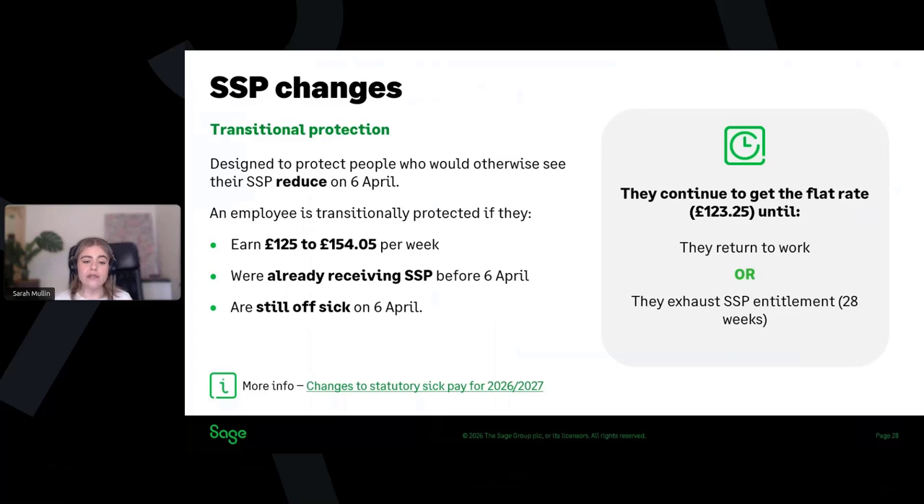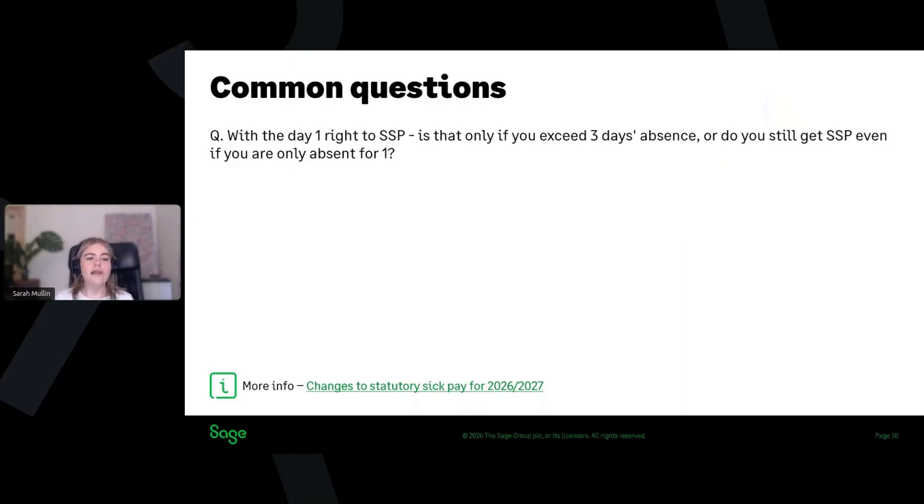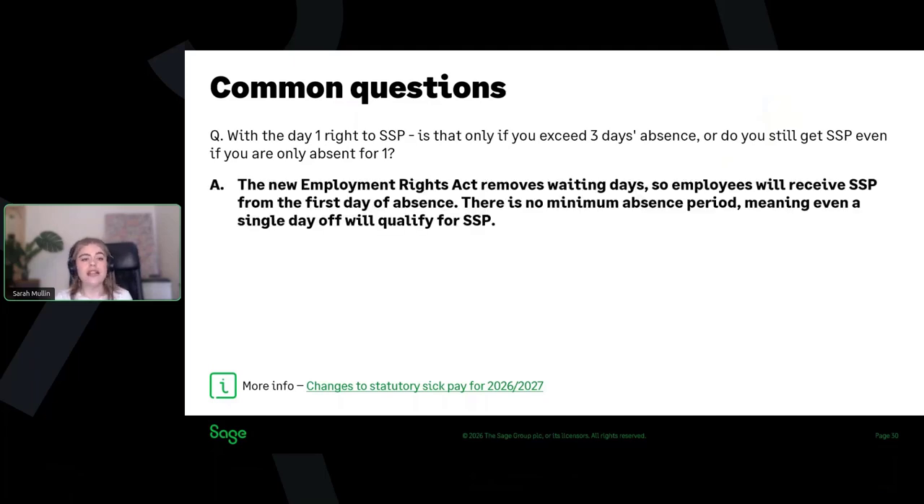Now, with this new legislation, there are going to be some common questions around this, so I did want to include some just so you have all information possible. First up, with the day one right to SSP, is that only if you exceed 3 days, or do you still get SSP even if you are absent for one? We did cover this in the demo, but the answer is the new Employment Rights Act removes those waiting days. So yes, employees will receive SSP from the first day of absence, and there is no minimum absence period. As we've seen in the demo, even a single day off will qualify for SSP.